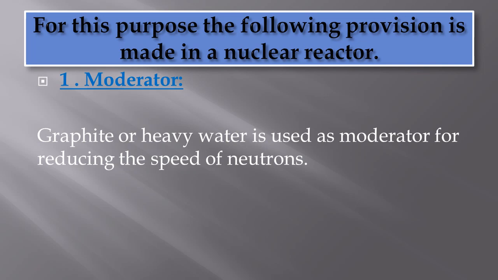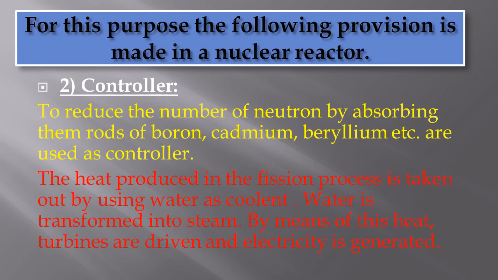First is a moderator. Graphite or heavy water is used as a moderator for reducing the speed of neutrons. Second is a controller. To reduce the number of neutrons by absorbing them, rods of boron, cadmium, beryllium, etc. are used as controllers. The heat produced in the fission process is taken out by using water as a coolant, and water is transformed into steam. By means of this, turbines are driven and electricity is generated.